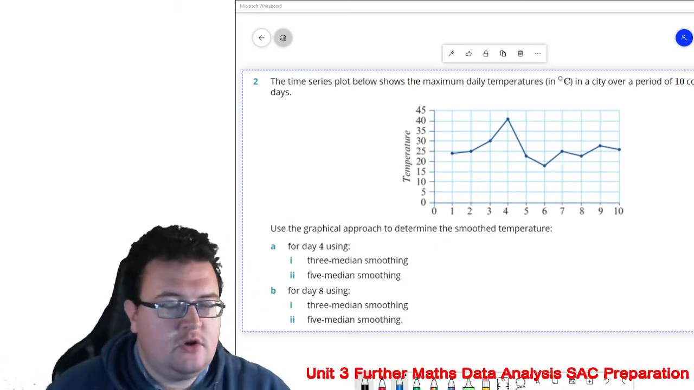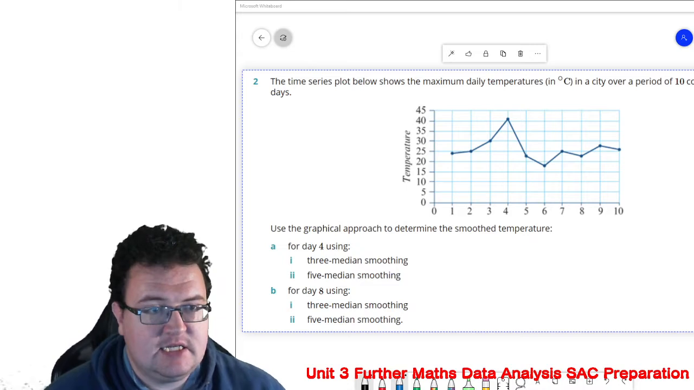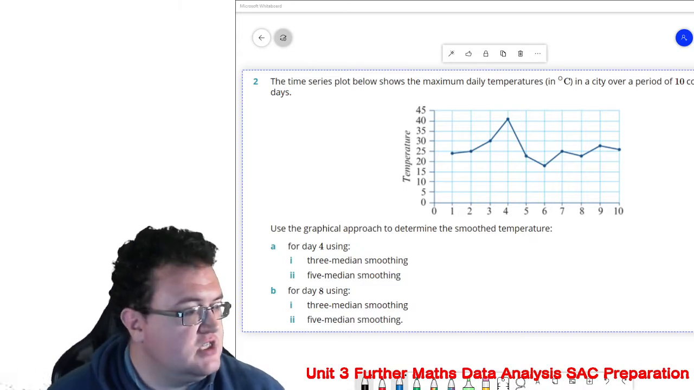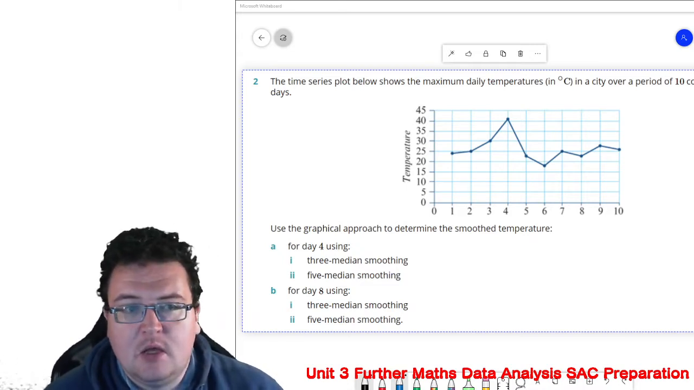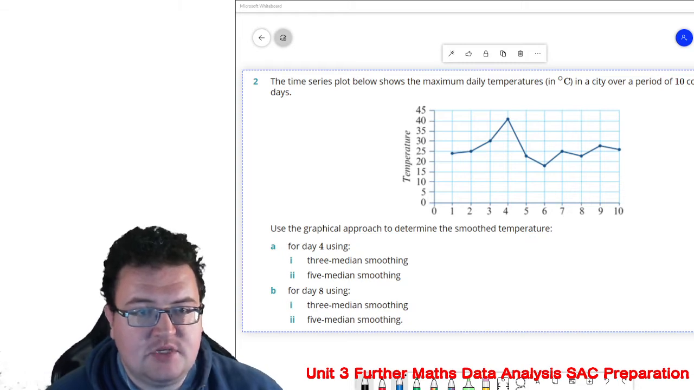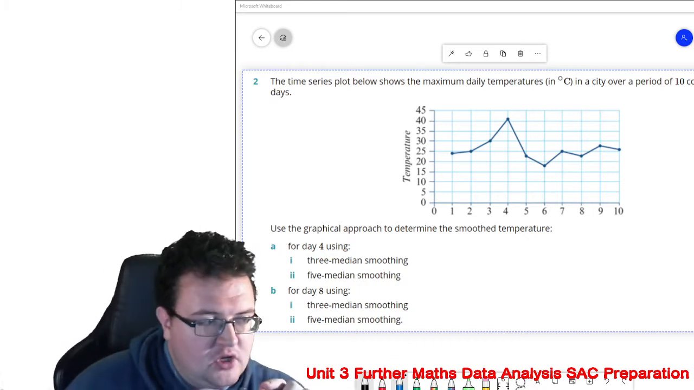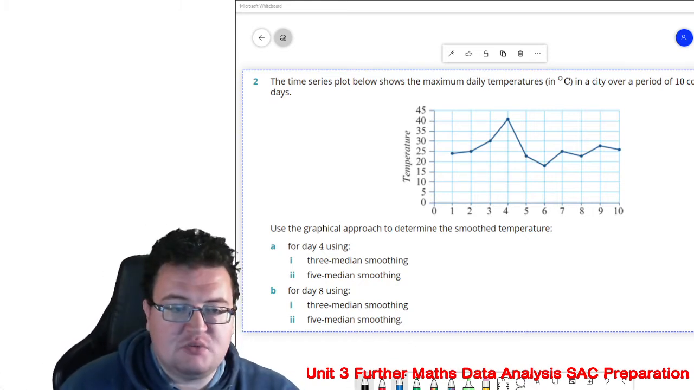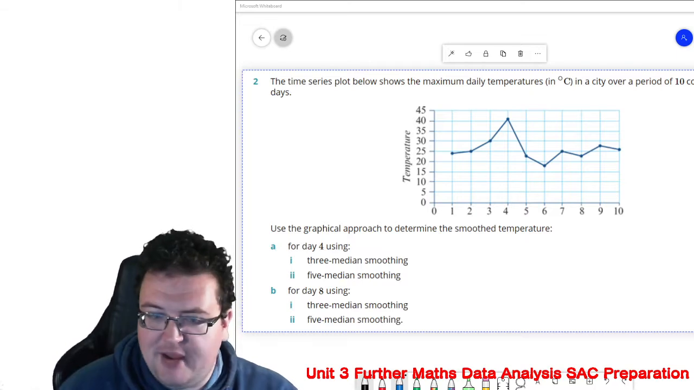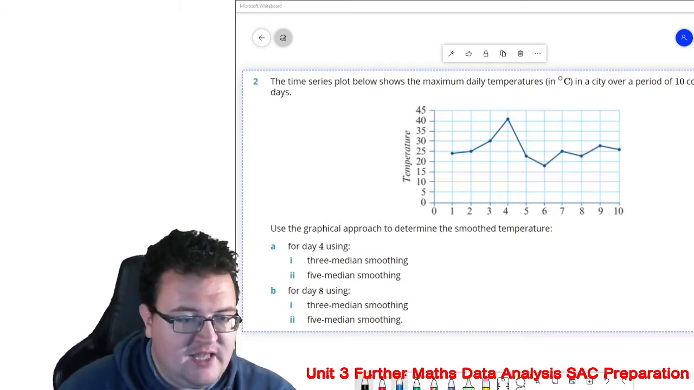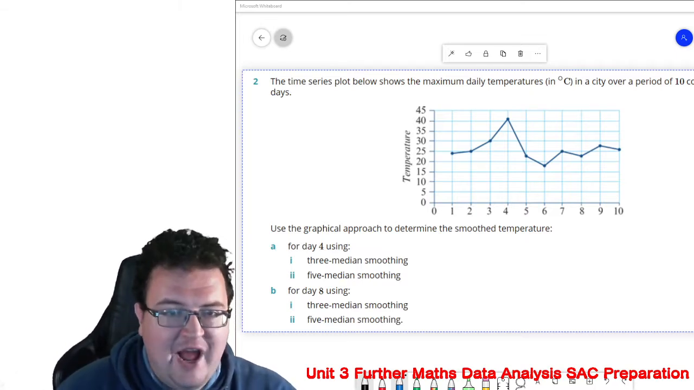Good afternoon. We're looking at Chapter 6C, Median Smoothing. This is question 2. The time series plot shows the maximum daily temperatures over 10 consecutive days. Using the graphical approach, determine the smooth temperature using 3 median smoothing and 5 median smoothing for day 4 and day 8.